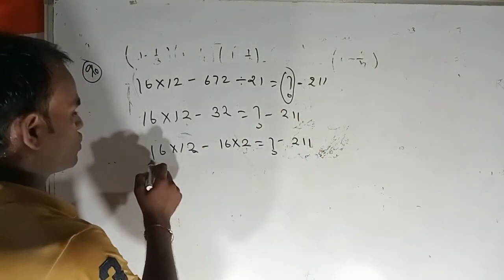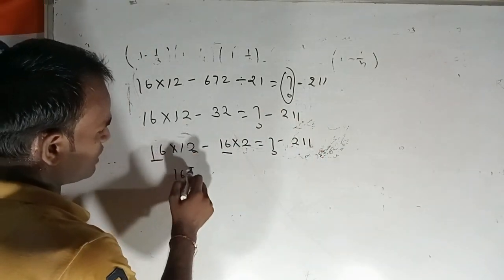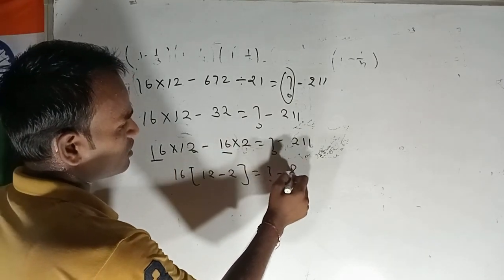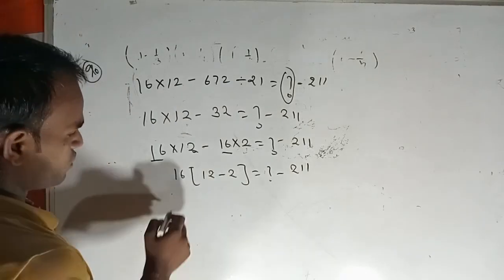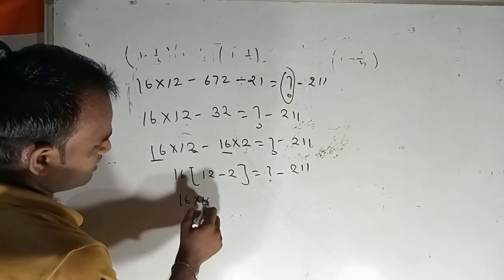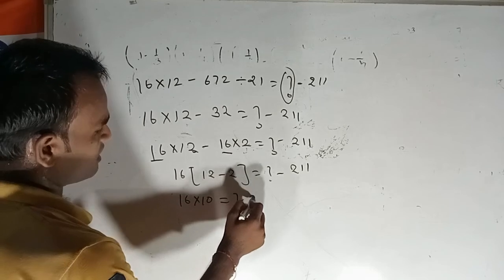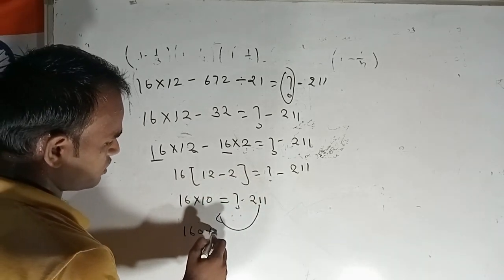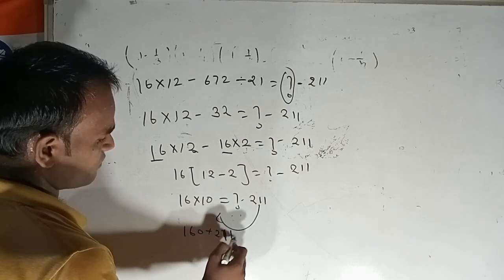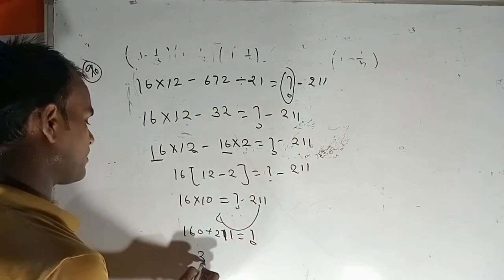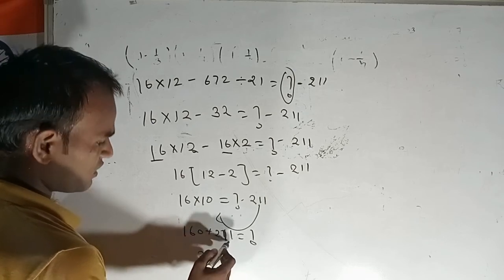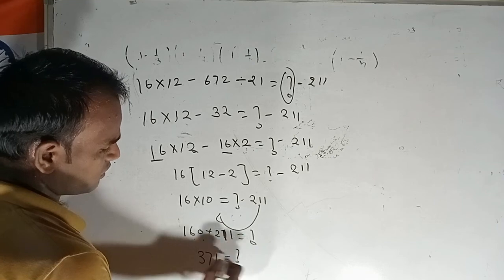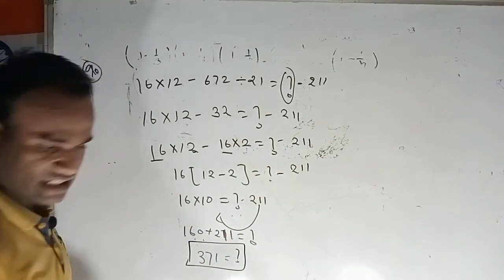So 16 will be common here. Then we have 12 minus 2 equals question mark minus 211. So 16 into 10 equals question mark minus 211. This will come here, meaning 160 plus 211 equals question mark. What will be the value? 371. So the value of question mark will be 371.